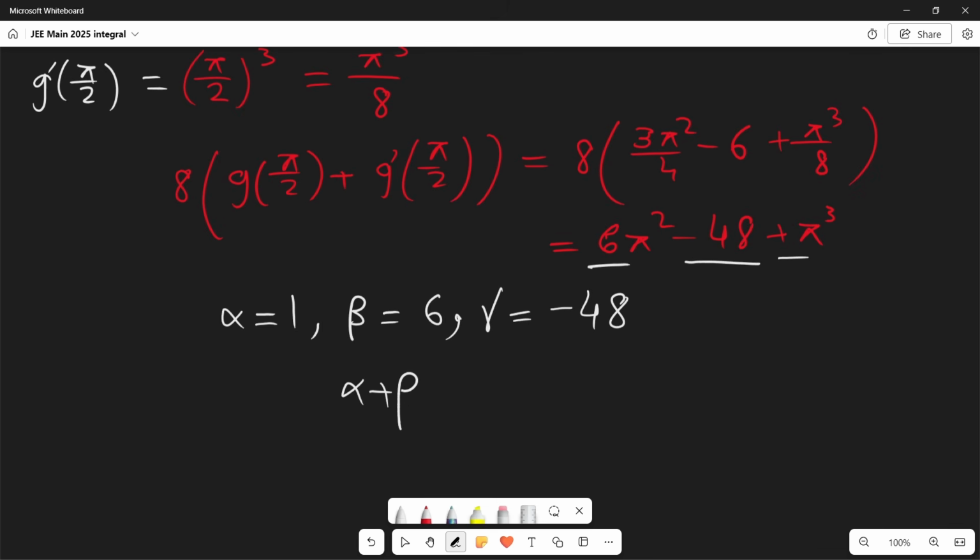Therefore, alpha plus beta minus gamma equals 1 plus 6 plus 48, that is 55. And that's the final answer.